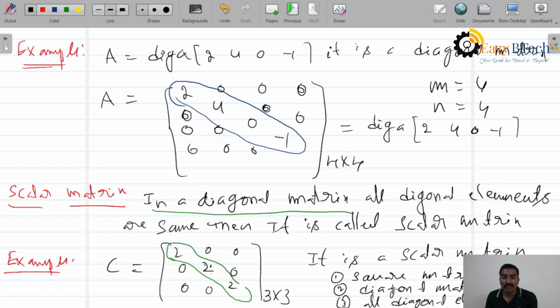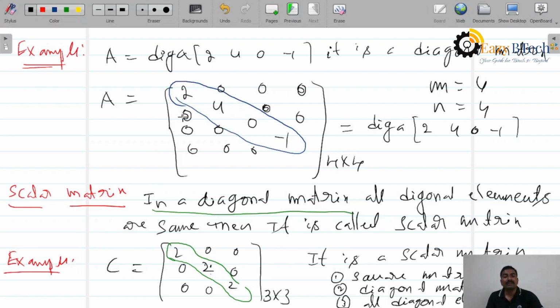Come to the second point, diagonal matrix. It is a diagonal matrix. Why? Because all elements above the principal diagonal are 0 and all elements below the principal diagonal are also 0. Therefore, this is the diagonal matrix. Come to the third point, all diagonal elements are same: 2, 2, 2, all are same. Therefore, it is called a scalar matrix. So, this is very important, my dear students.